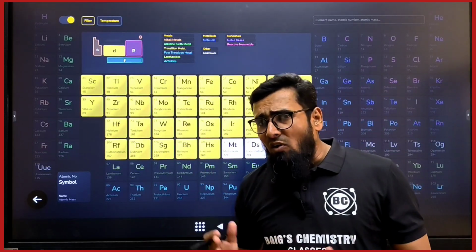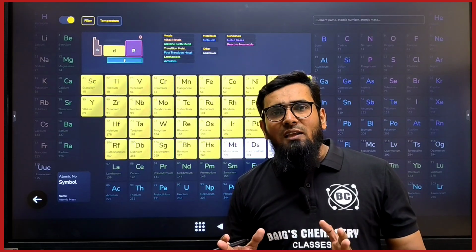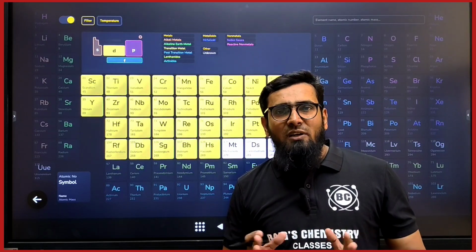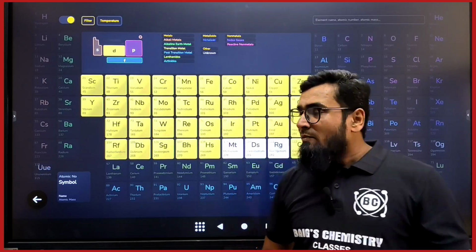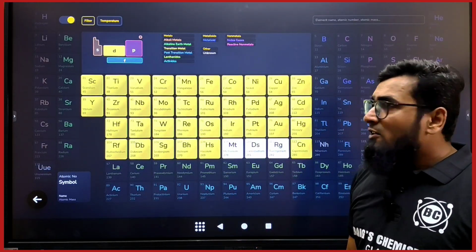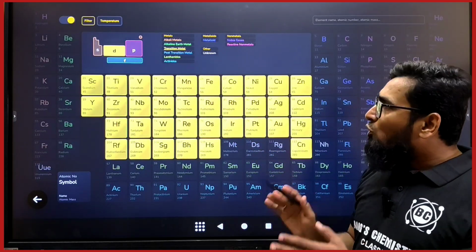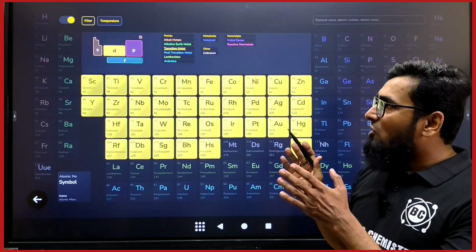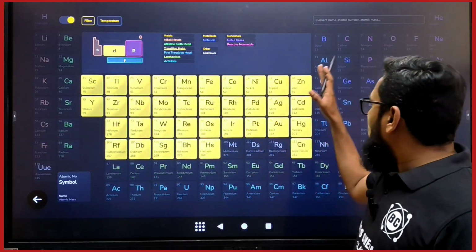Now the question arises, are all these elements called transition metals? The answer is no. All d-block elements are not called transition metals, but all transition metals are called d-block elements. Now what are transition elements? Students, transition metals means those metals which are embedded between the metals and non-metals.